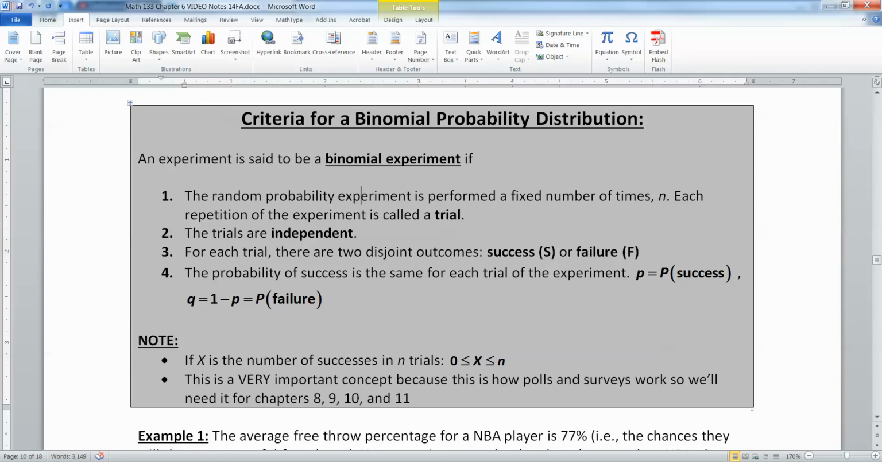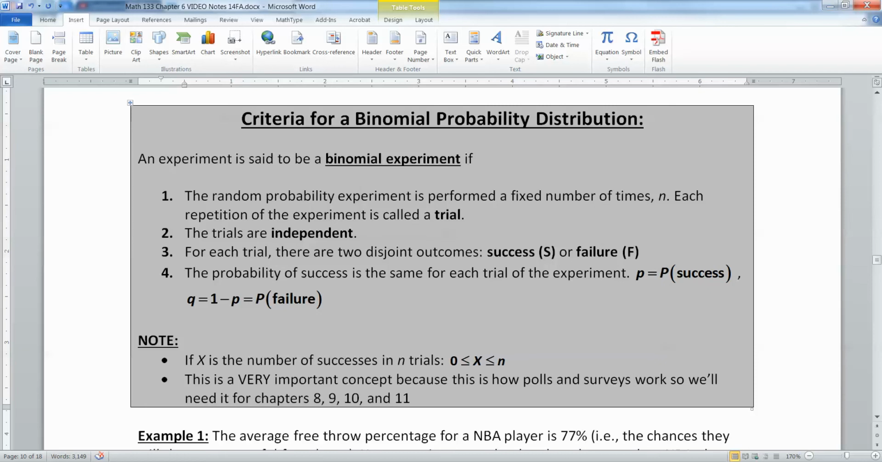And the probability of success is the same for each of the trials. It cannot change from trial to trial. So again, with the coins, heads is success, tails is failure, pretend. Then the probability of success is 0.5 every time. It doesn't change from toss to toss.